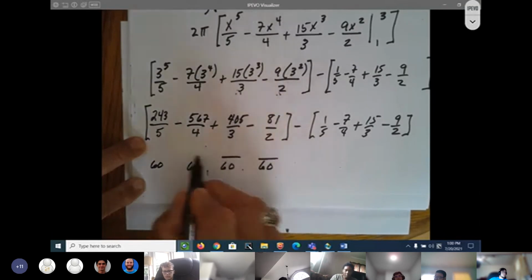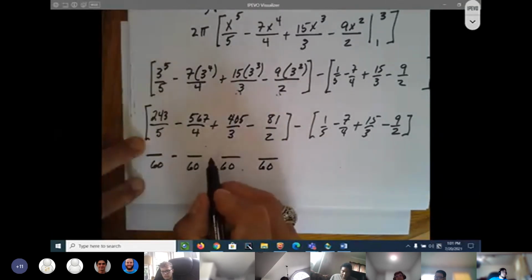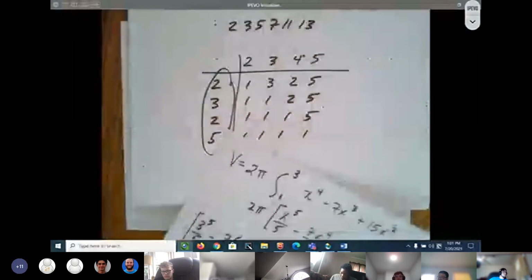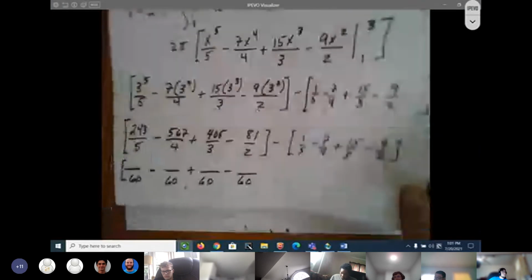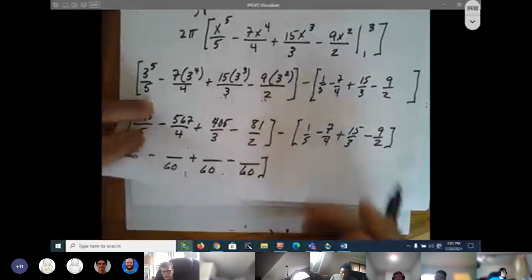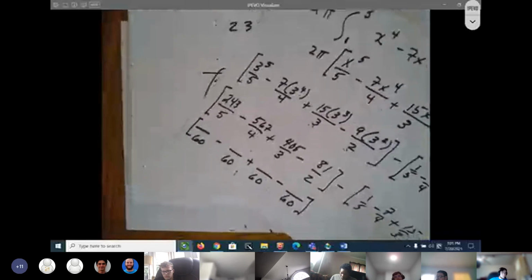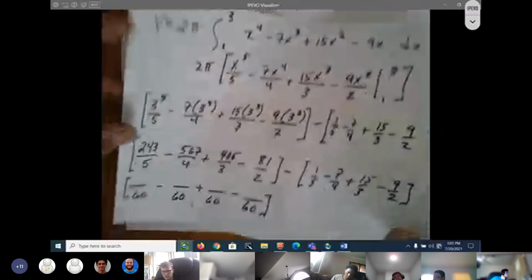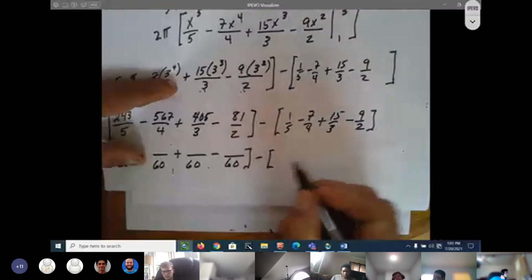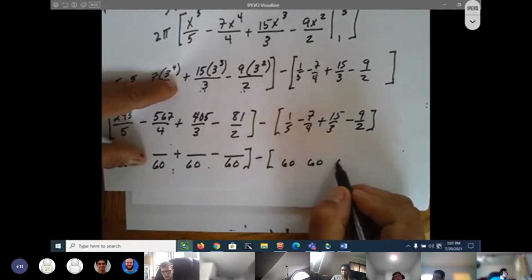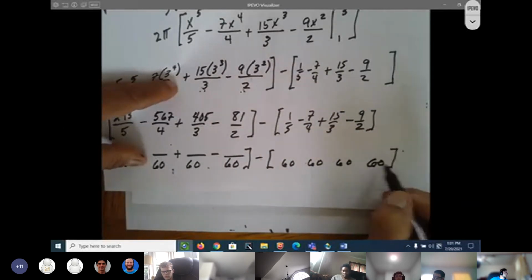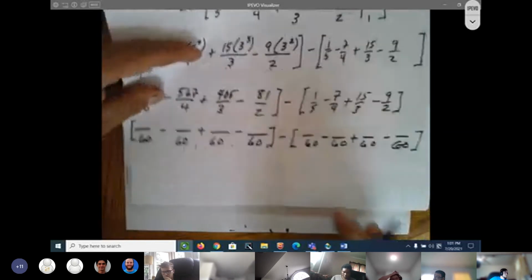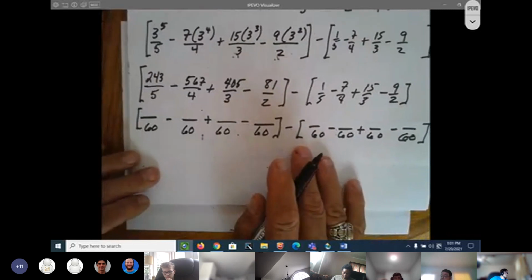Because a lot of people don't know how to find it. They just multiply and multiply, and they get some big number they can't even work with. So that's why I do this, to remind everybody how to find the common denominator. Somebody would have multiplied 5 times 4 times 3 times 2 and got 120 or something like that. 60, 60, 60, 60. Minus, plus, minus.